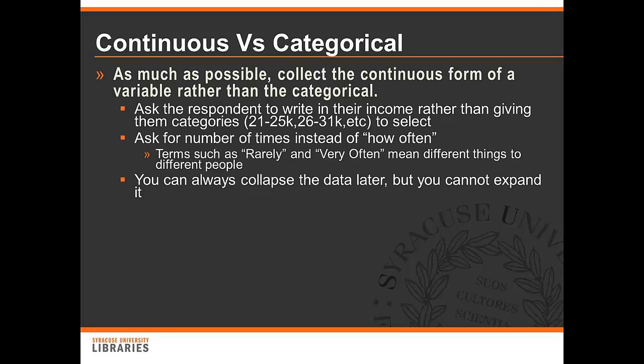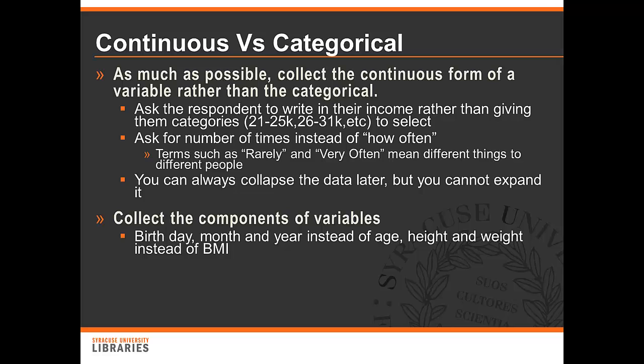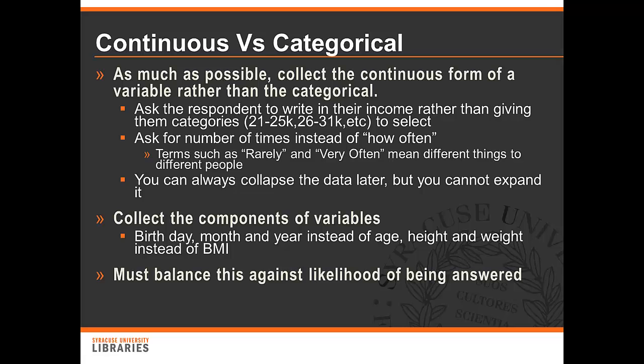You should collect the components of variables. For example, ask for the day, month, and year they were born instead of the respondent's age. Ask for height and weight instead of BMI. You can write code to calculate age and BMI later on. Of course, you must balance asking for all this specific information against the likelihood of the question being answered and being answered honestly. Some people do not want to give their specific birth date, weight, or income.